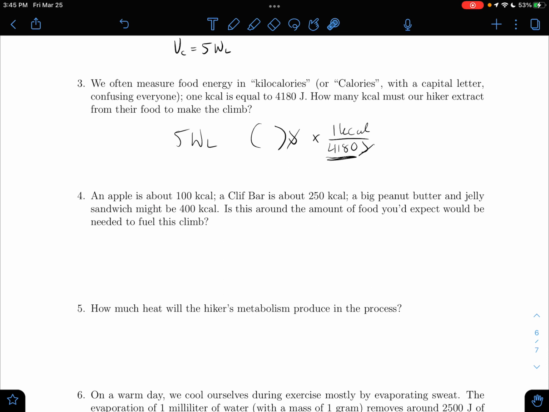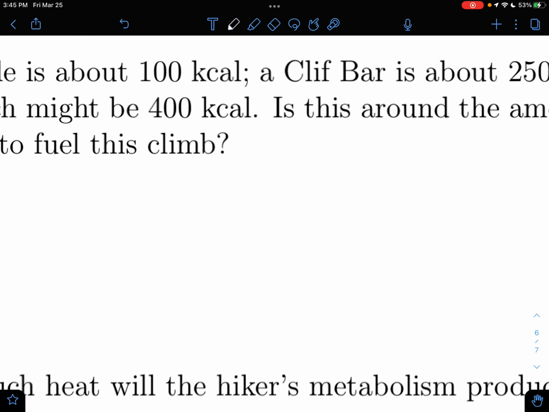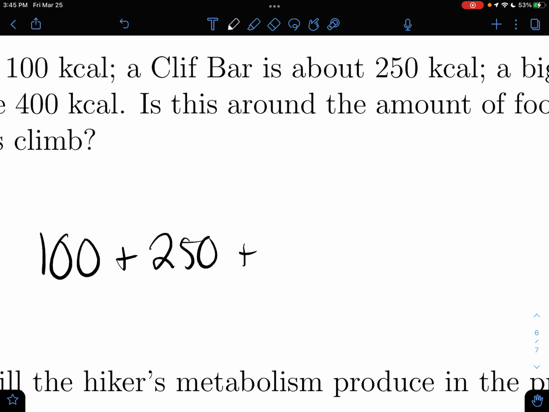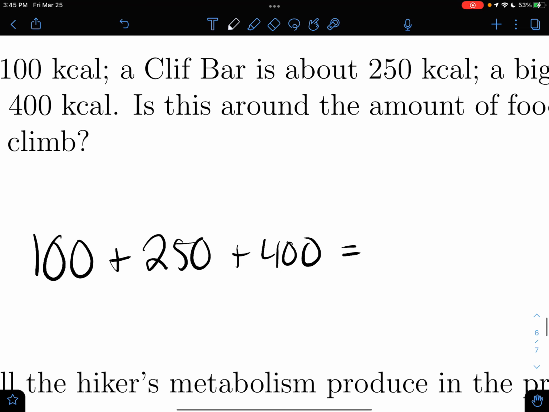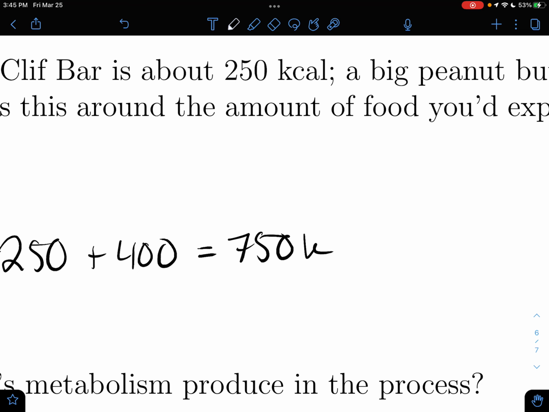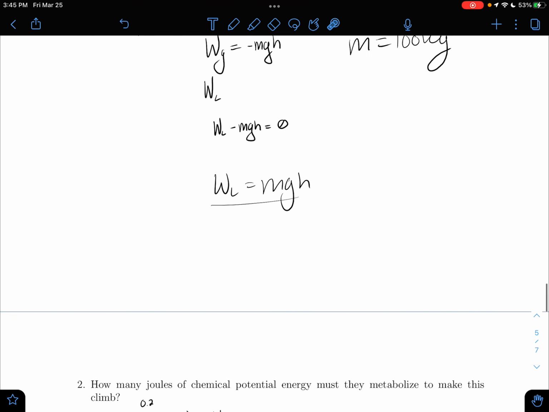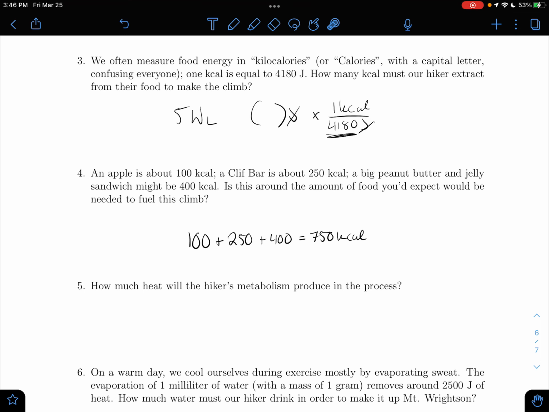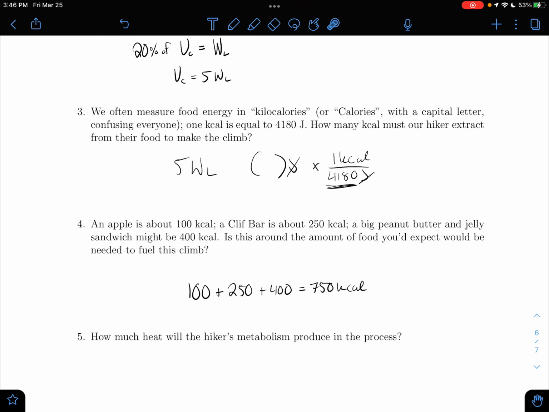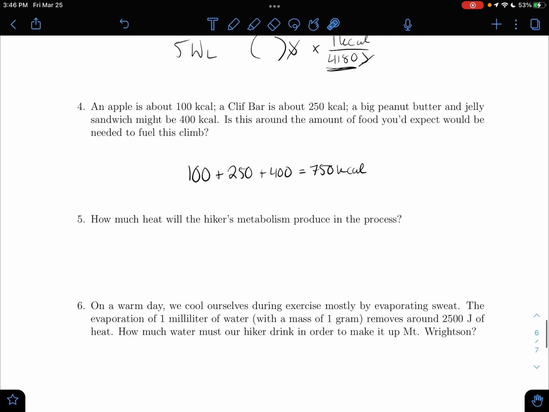So an apple being about this, Cliff Bar, all of this, I guess the amount of food you expect the hiker to use depends on your previous answer. So really it's 100 plus 250 plus 400 equals 750 kilocalories. And if this is roughly this, they're roughly the same. Again, since we made this estimation up here, they might not be exactly the same, so we'll make a rough estimate and say we want to supply more food than we use, but it's all an estimate.